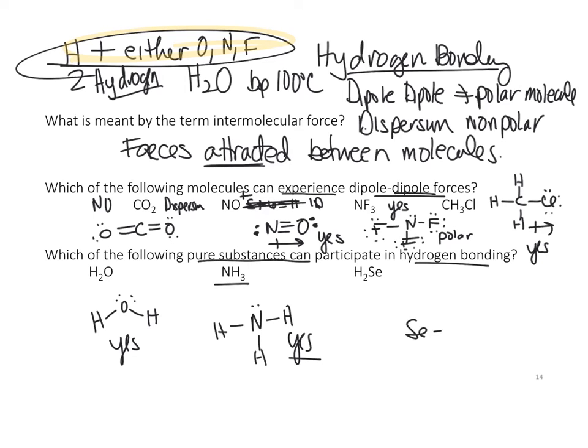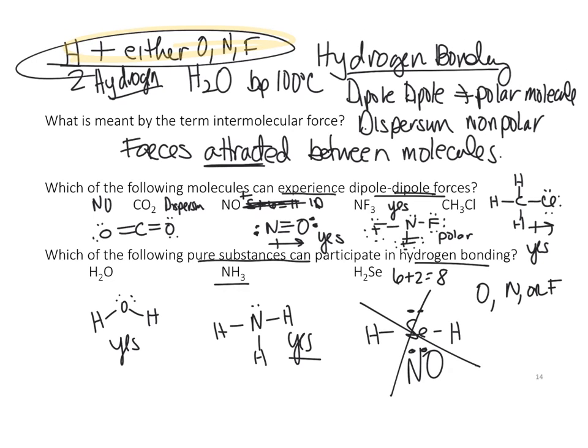Selenium with H. And selenium has 6 valence electrons. So 6 plus 2 is 8. So 1, 2, 3, 4, 5, 6, 7, 8. And you have a hydrogen, yes, but you have to have oxygen, nitrogen, or a fluorine. So this is a no. No hydrogen bonding.